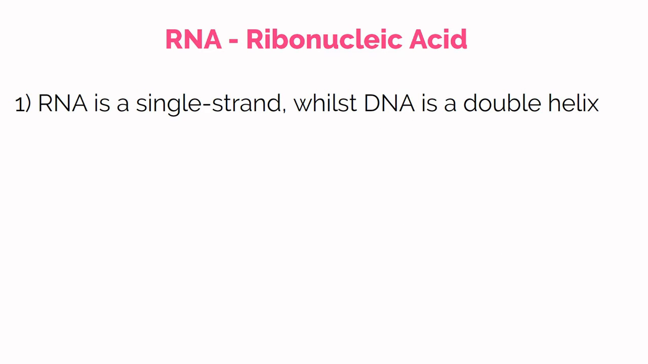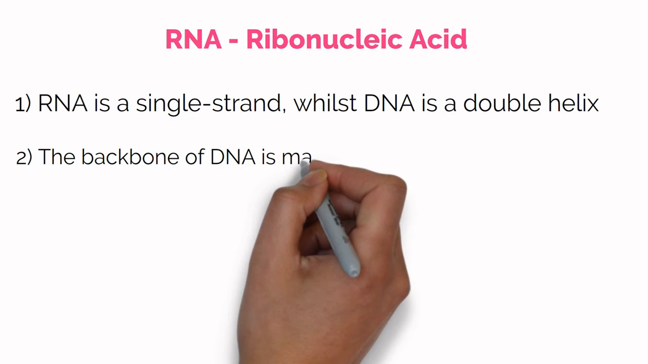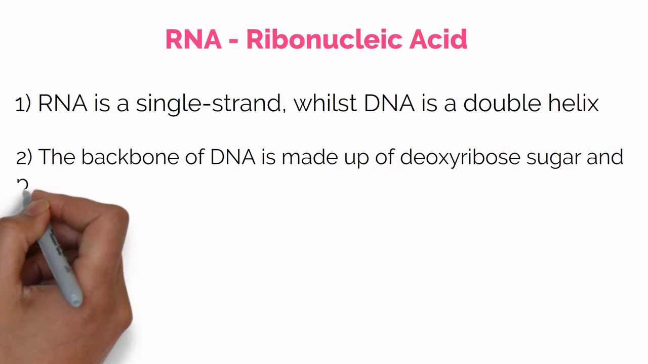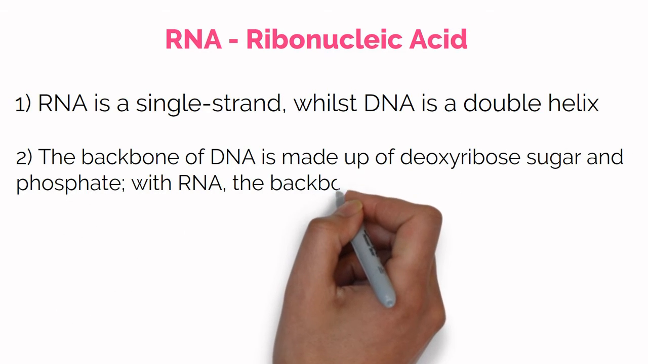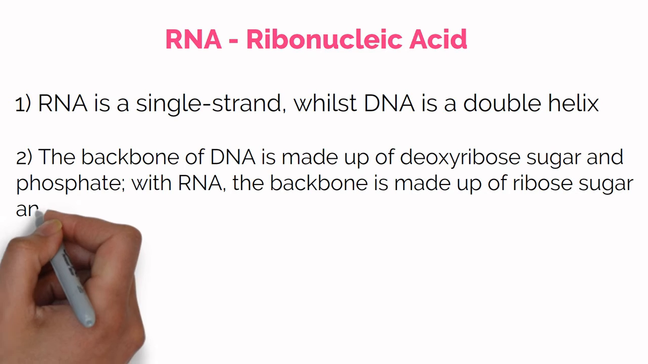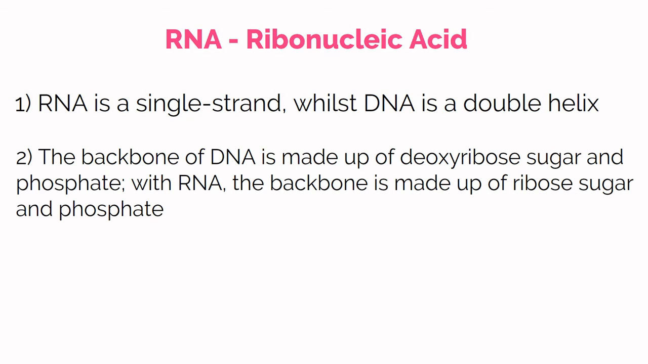The second difference is their backbone. The backbone of DNA is made of deoxyribose sugar and phosphate. With RNA, the backbone is made of ribose sugar and phosphate.